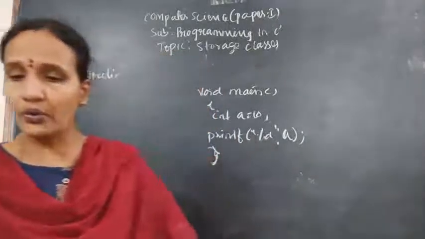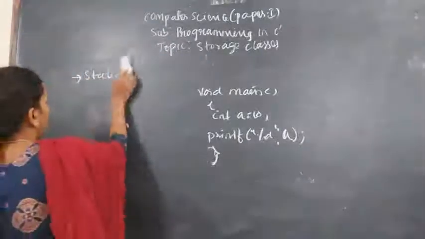Clear? So how to declare the static variable? Using the static keyword.